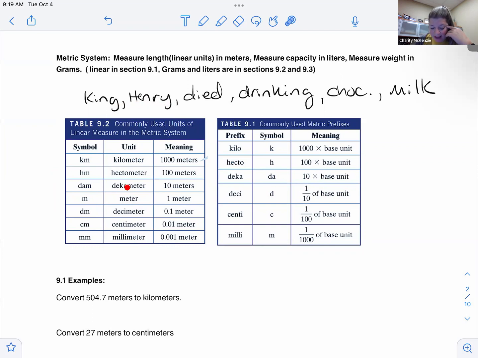And as you go up, there are a lot more meters, right? So like a kilometer is 1,000 meters. A hectometer is 100 meters. And a decameter is 10 meters. And then as you go down, they get smaller. So a decimeter is a tenth, 0.1, a tenth of a meter. A centimeter is a hundredth of a meter. See, it's in the hundredth. And you could divide by 100 too. Millimeter is a thousandth of a meter.